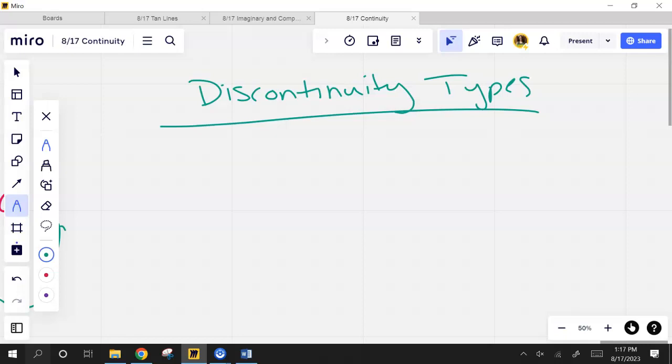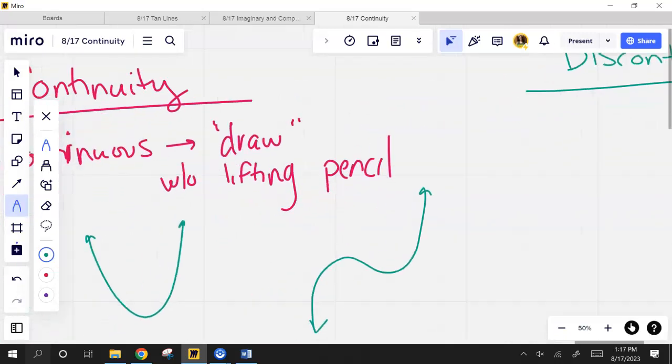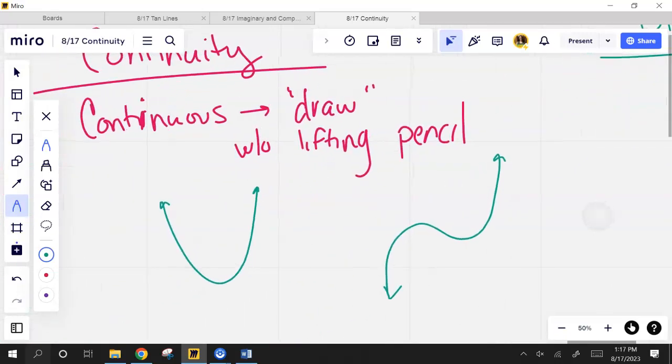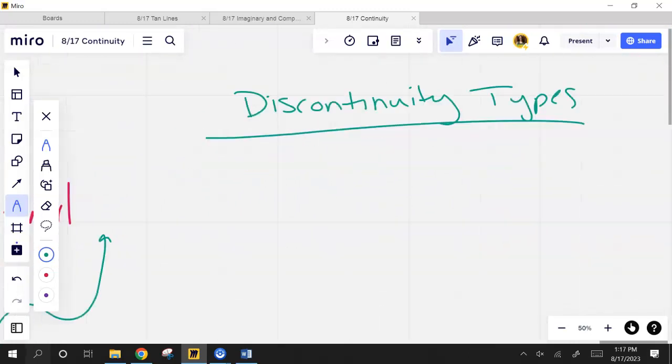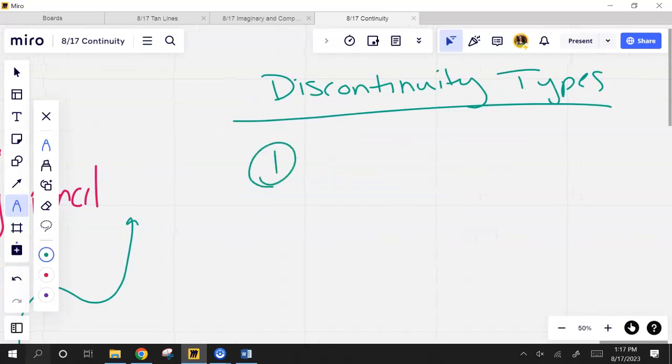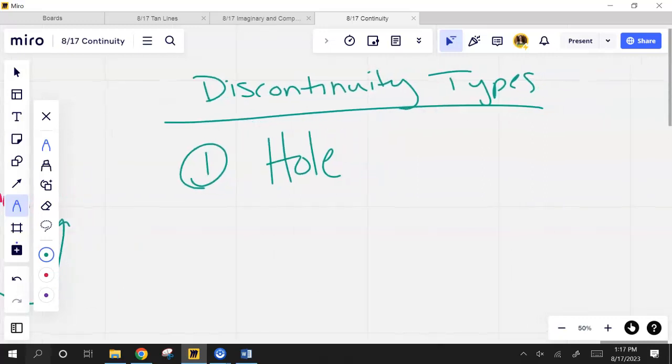The only thing we said was if a graph is continuous, it means you can draw it without lifting up your pencil. Okay. All right. Types of discontinuity. Type number one is a hole. There will literally be a hole in the graph. Maybe it looks something like this.